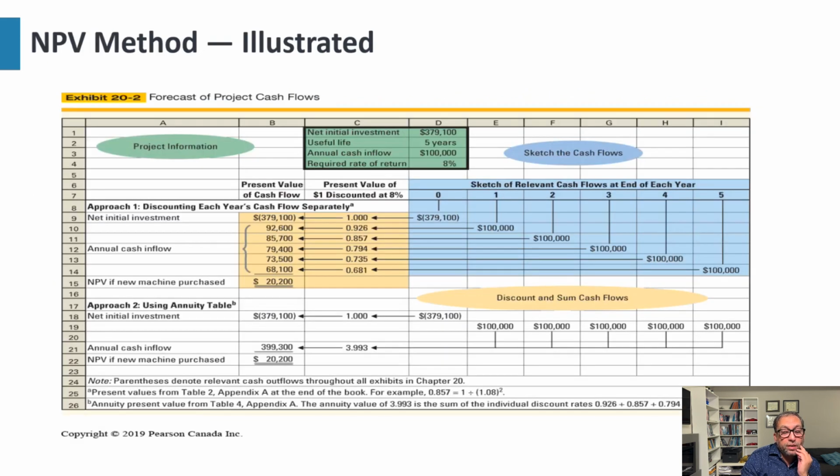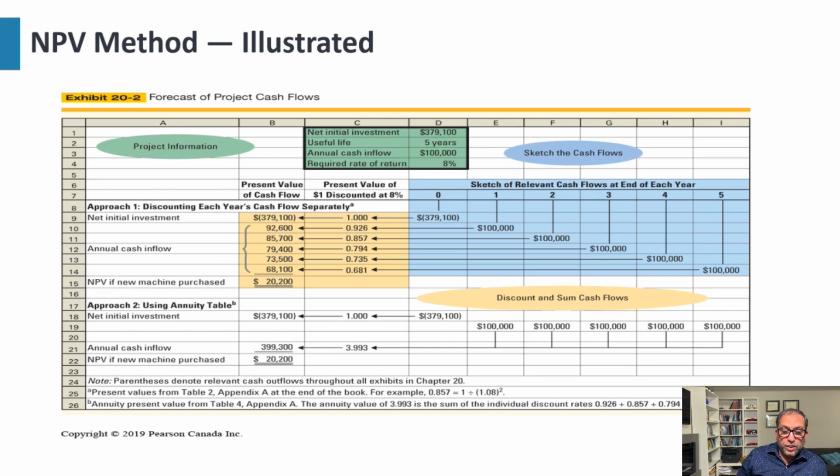Now here is an example, and it's a very interesting example. I can show you. There's a project in which we are supposed to invest, and there is an outflow of $379,100. That is the investment. In return, we can get $100,000 every year for the next 5 years. The required rate of return is 8%.